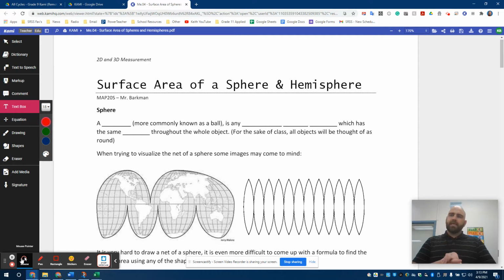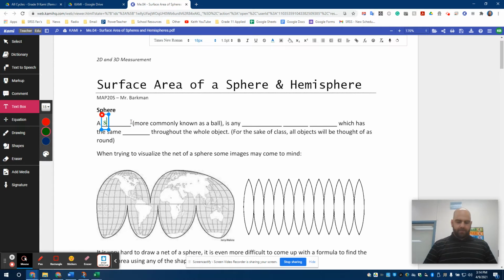All right, we're going to be taking a look in this lesson at surface area of a sphere and a hemisphere. Now, really what it comes down to is we are taking a look at what is the surface area of a ball. Okay, a ball. That's our sphere. That is what we would recognize as being a sphere.